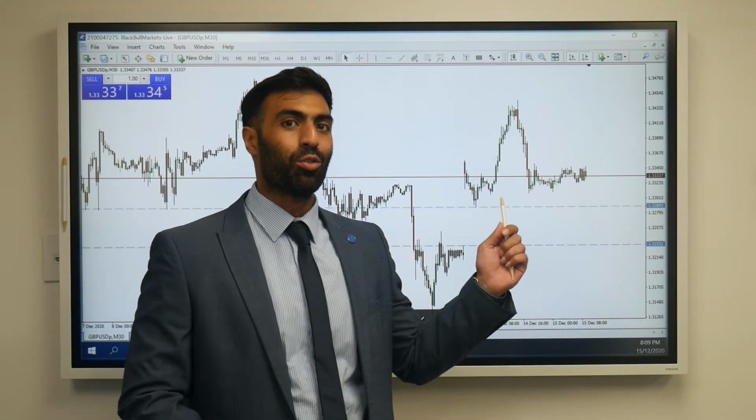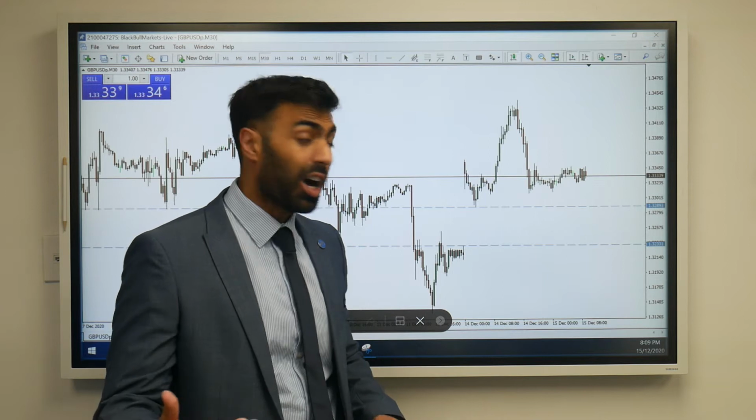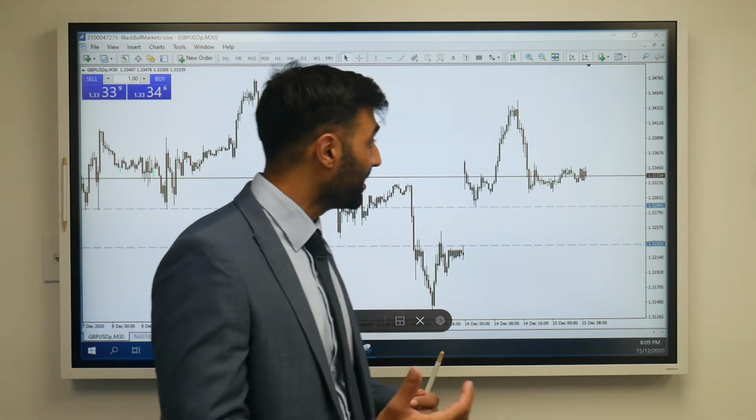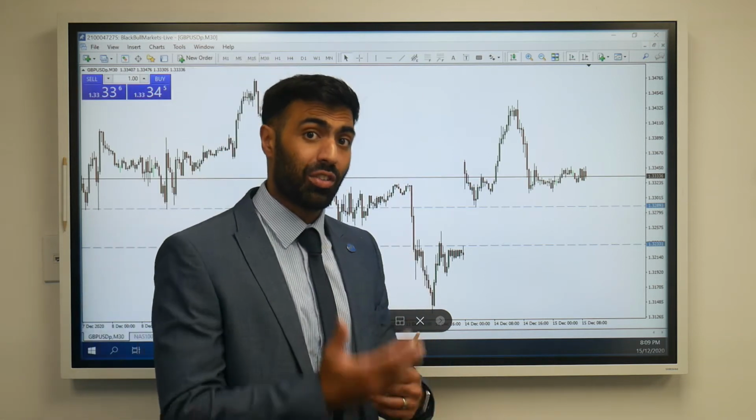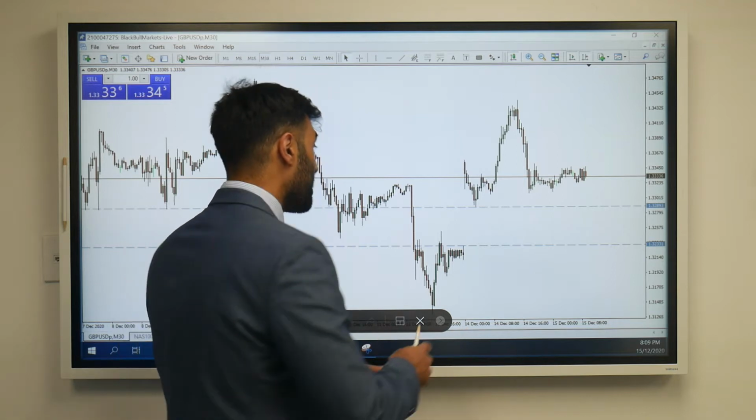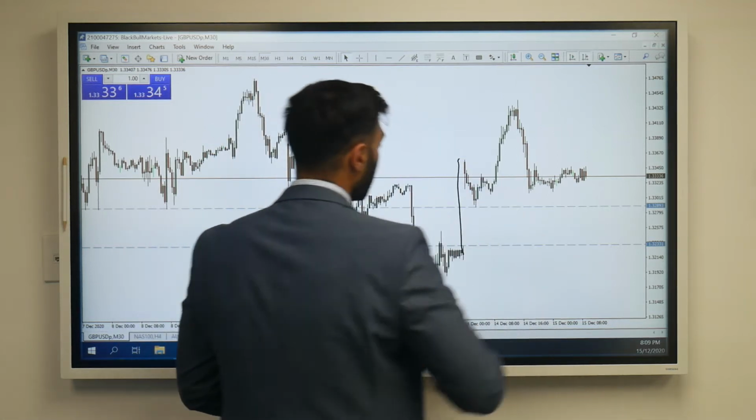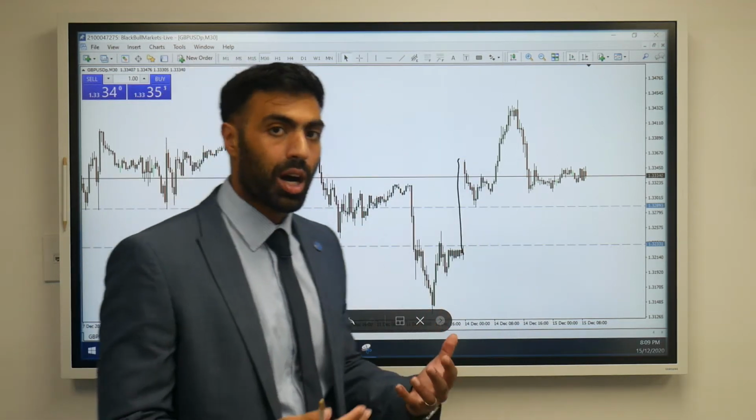Behind me, the chart of the pound dollar. We're going to start with this one right now. What we can see is of course a lot of volatility over the last few days, especially with that 100 pip gap that we saw to the upside formed as the market opened.